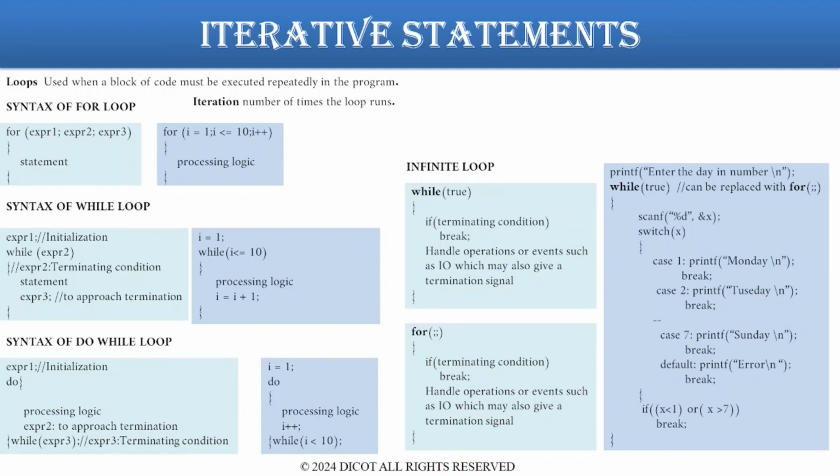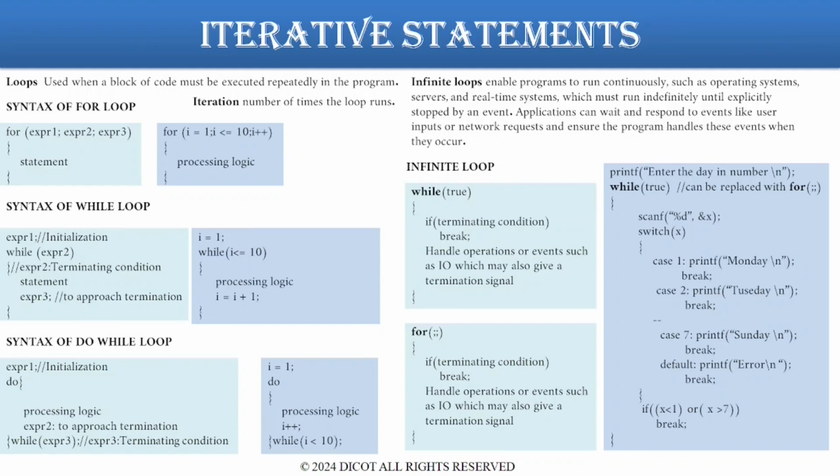So this is about how to implement an infinite loop and then handle an event inside the loop. But why do we actually need an infinite loop? Infinite loops enable a program to run continuously, such as operating systems, servers, and real-time systems, which must run indefinitely until explicitly stopped by an event. Applications can wait and respond to events like user inputs or network requests and ensure the program handles these events when they occur.